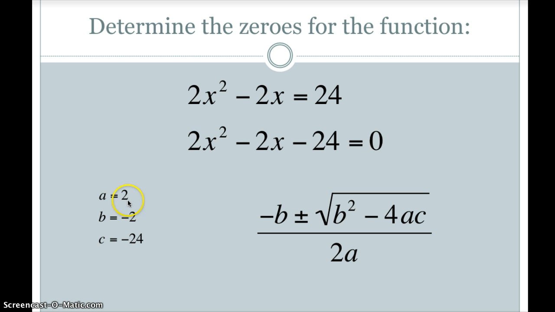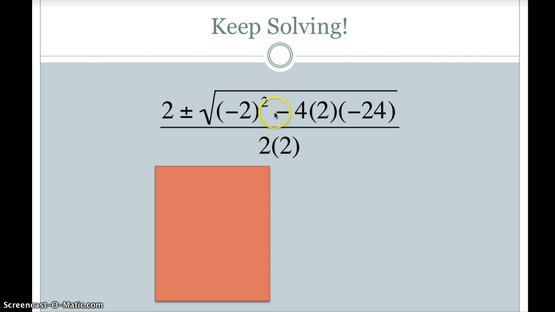Our a in this case is the number in front of x squared, which is 2. B is the number in front of x, which in this case is negative 2. And c is the number that's by itself, which in this case is negative 24. So I've identified a, b, and c. Next, I will be plugging into the quadratic formula.